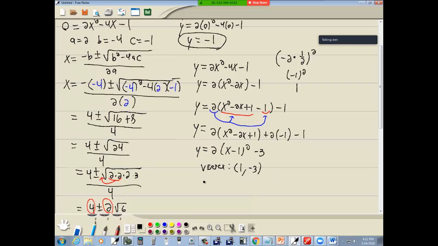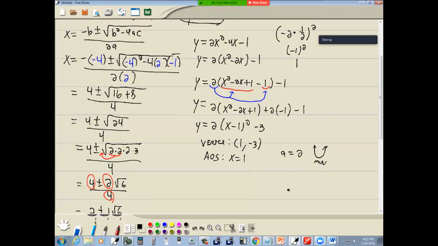Okay. Now, axis of symmetry will be x is equal to 1, and we'll talk about that here shortly. And a is the number that's in front, so a is 2, which means it's opening up, which means we'll have a min. And your min is equal to the k, which is -3.